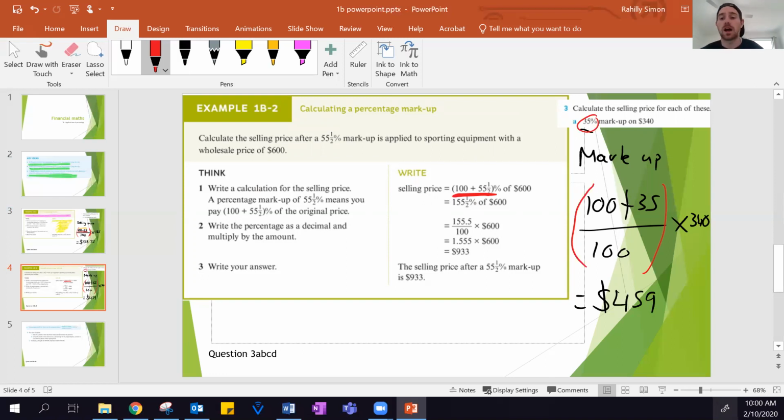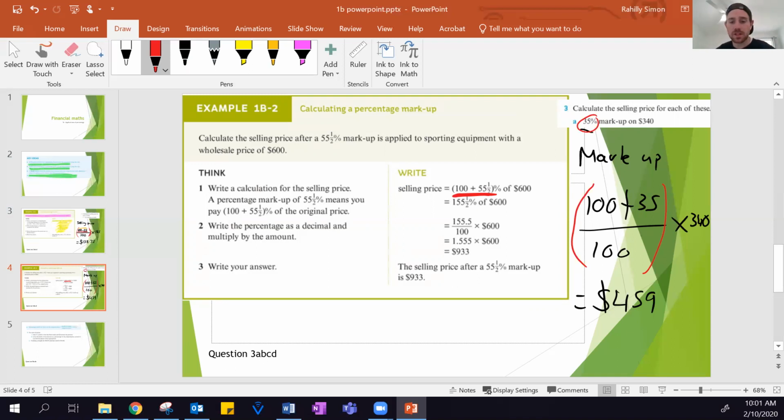Okay, so 100, which is your original percentage, plus your markup, divided by 100, which gets it to a decimal, then times that by 340. That is how you work a markup. So the discount and the markup are relatively similar. It's just one's a plus, one's a minus, depending on if it is a discount or a markup.